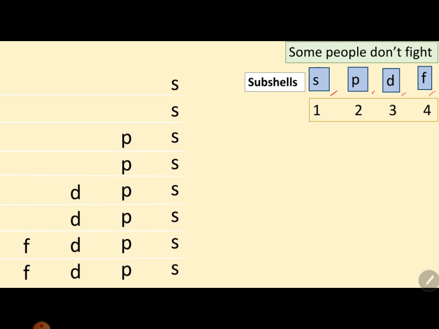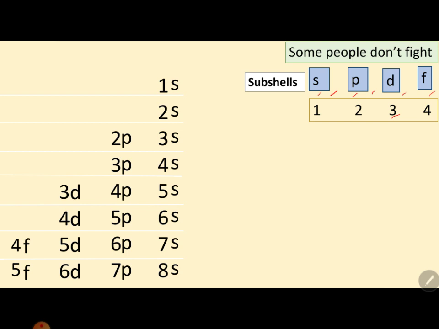Now we will number each subshell. 4 is written below F, so for the column of F, start numbering it from 4. 3 is written below subshell D, so for the column of D subshell, start numbering it from 3. Same goes for subshell P and subshell S. Now this is the same sequence that I have shown you in the previous slide.